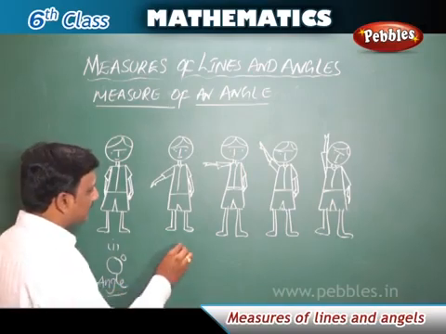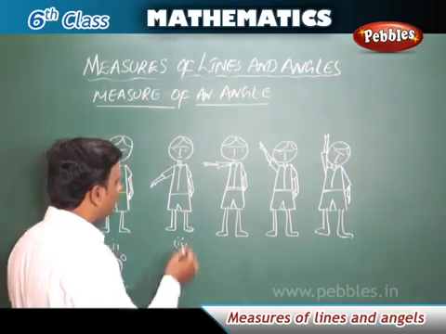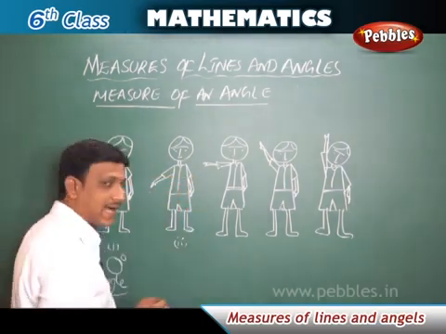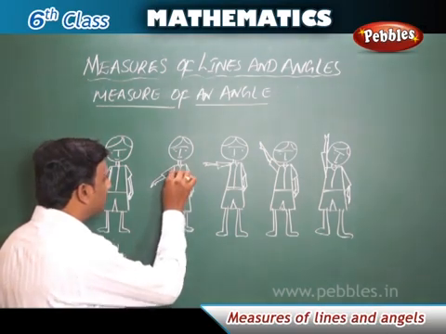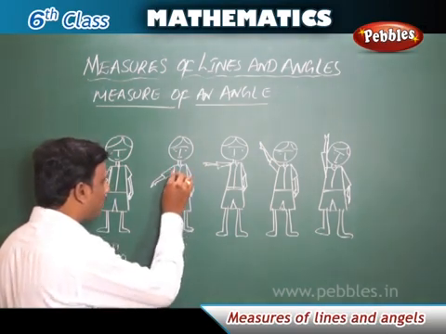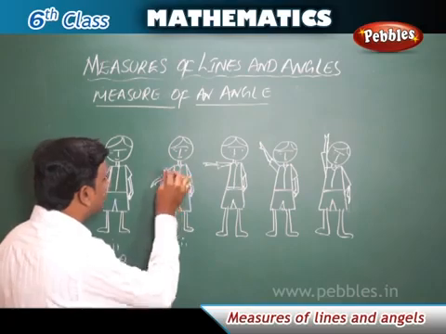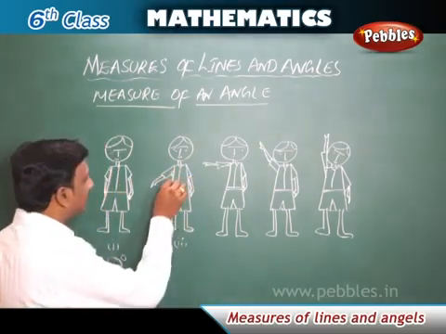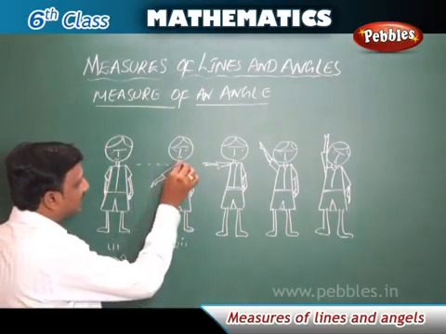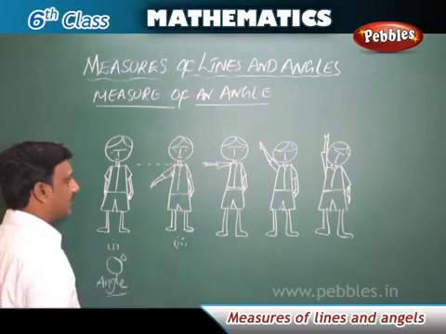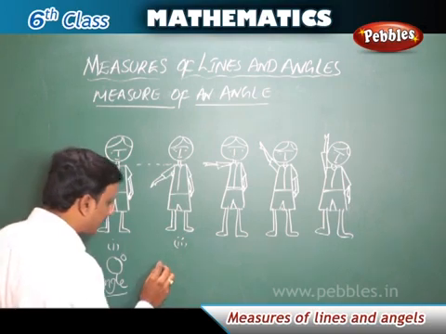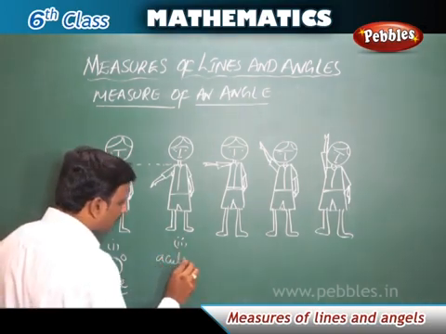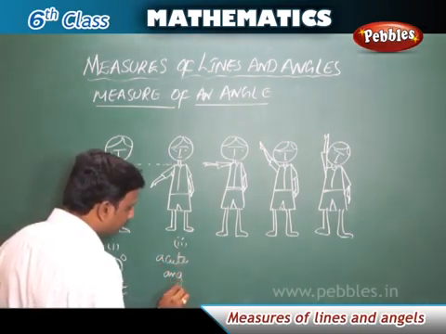Whereas, look at the second picture. Here the boy has raised his hand a little bit high. Now whatever angle is made between his hand and his body, we find some angle. But this angle is less than 90 degrees, that is, a right angle. So it is less than 90 degrees. So we call this an acute angle.